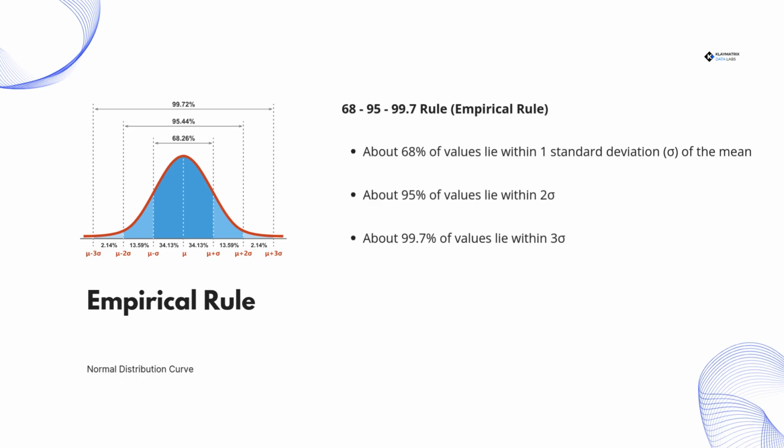One of the most useful properties of the normal distribution is the empirical rule, also called the 68-95-99.7 rule. This means that about 68% of data falls within one standard deviation, 95% within two, and almost all, 99.7%, within three standard deviations. This helps us quickly estimate probabilities in real-world situations.